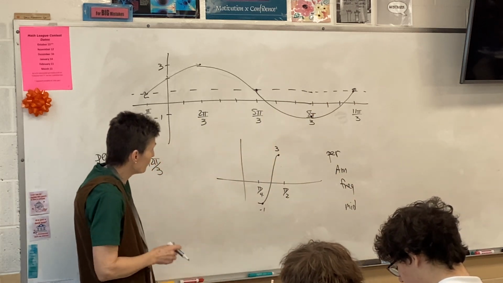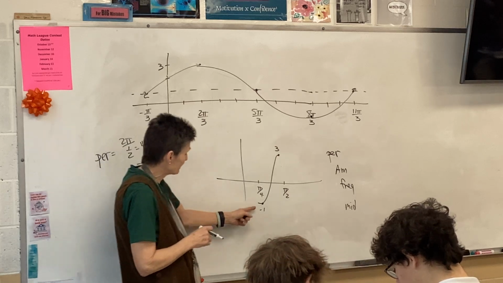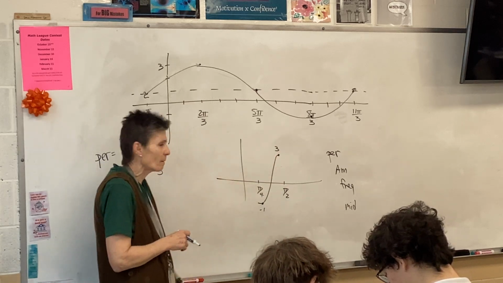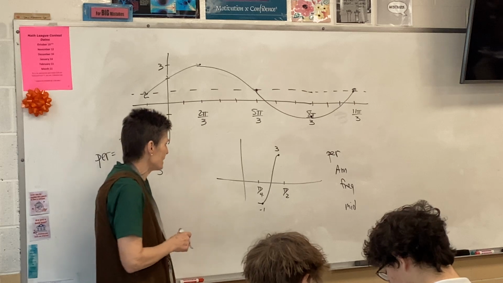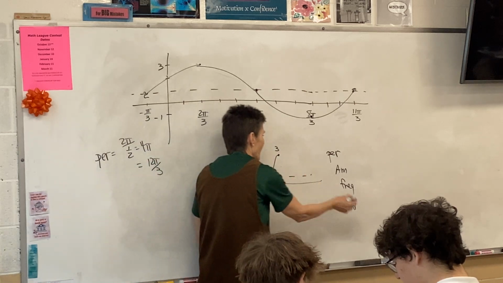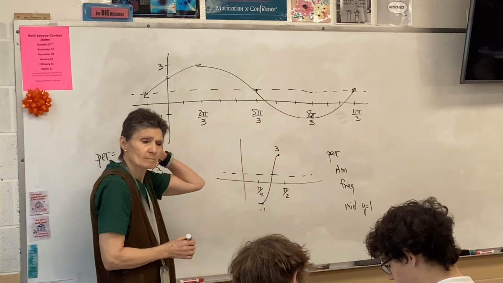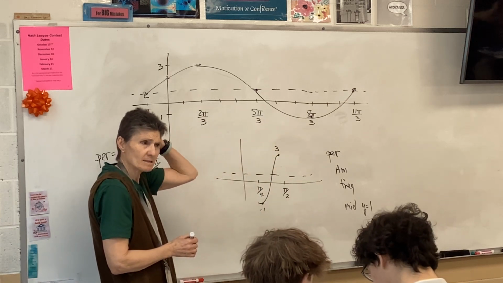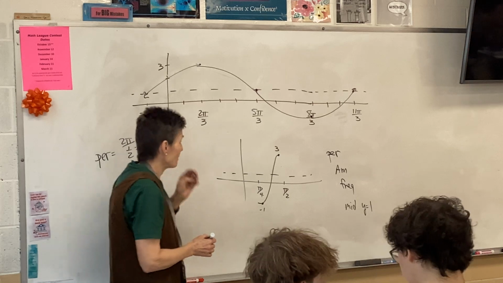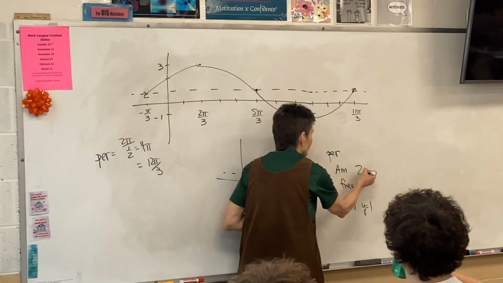All right, well, what can you tell me from what you've been given there? A minimum down here at -1 and a maximum up there at 3 means my midline must be at 1. Does that make sense? Which makes my amplitude 2.